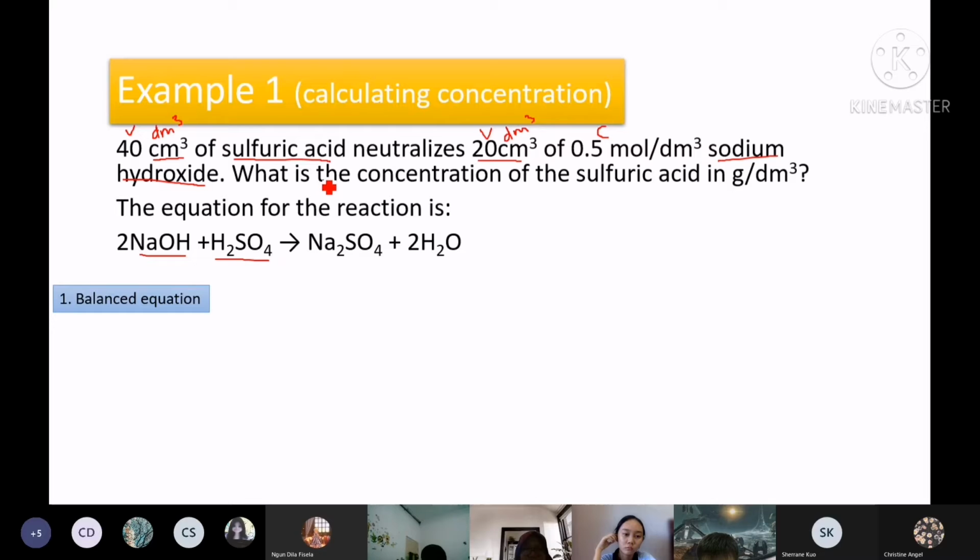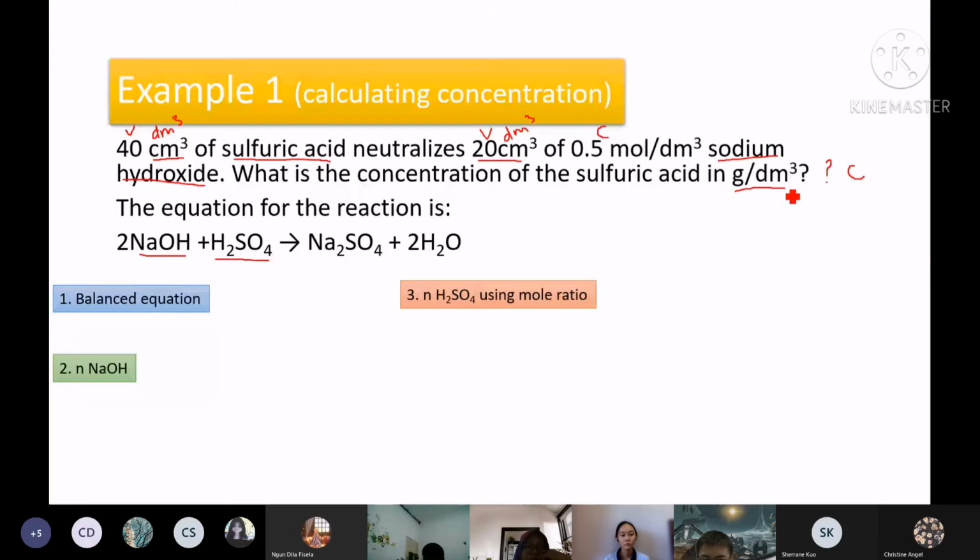This question asks, what is the concentration of sulfuric acid? It asks about the concentration in the unit of gram over dm cube. To answer the question, we have 4 steps. The first step, we need to balance the equation first, and then find the total mole of sodium hydroxide. And then next, find the mole of sulfuric acid using mole ratio, and then find the concentration of sulfuric acid.